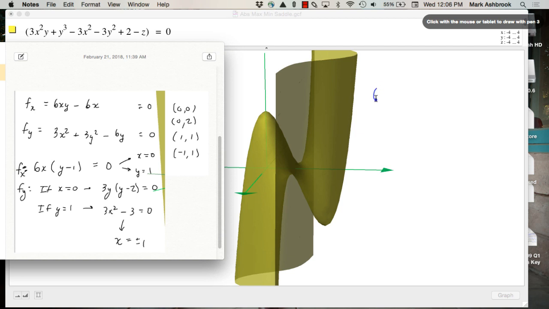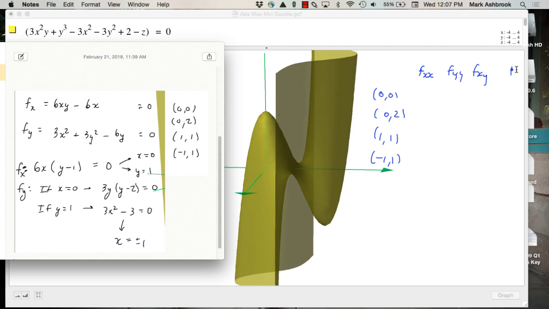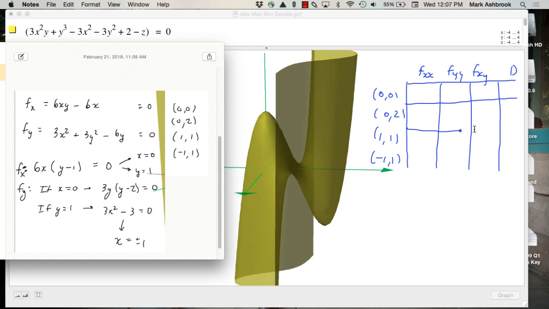So we can make a table for that to make it go a little faster. So here are our critical points. We're going to find fxx. We really need fxx, fyy, and fxy, and then D. So first we have to find fxx. What is fxx? Write that down. fxx, what is fxx? 6y. All right, so 6y. Let's just go right down the table here.